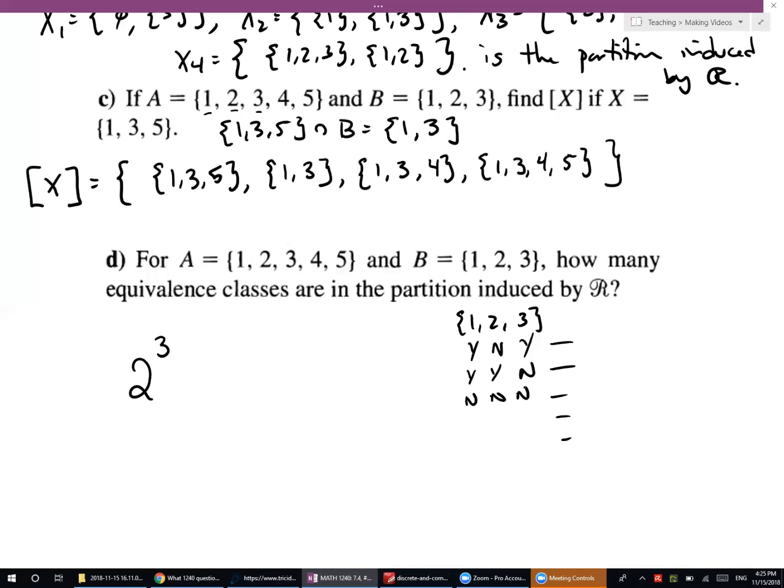And in fact, I think what you get here is that every equivalence class will have the same number of elements. Every equivalence class will start with the set itself, and then add in a 4, add in a 5, and then add in both 4 and 5. And that'll always be it. So yeah, there are exactly 2 to the 3 different equivalence classes here.